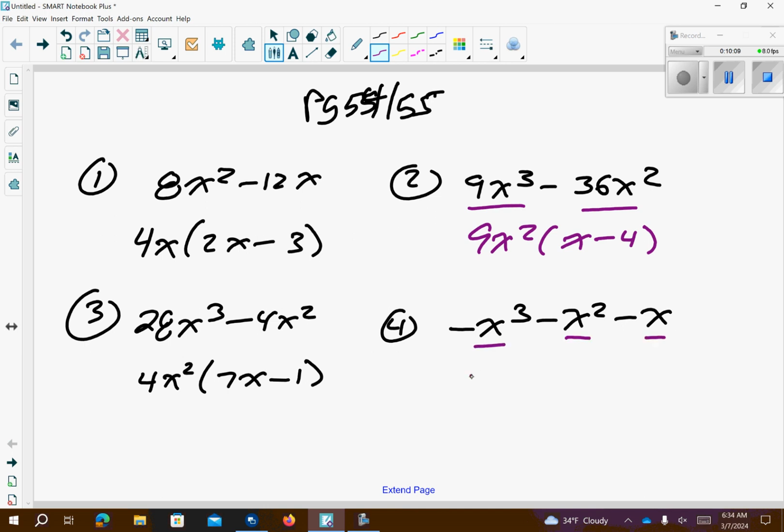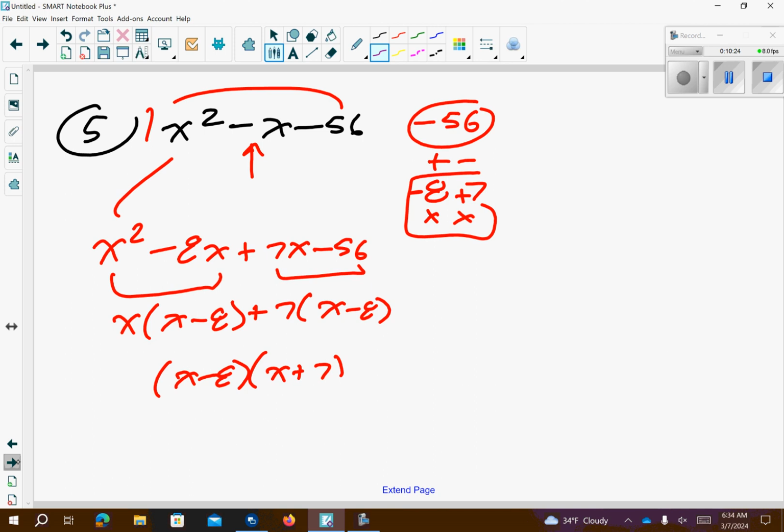For these, they all have an x in common. So then I have a negative x squared minus x minus 1. Some people might actually have a negative that they factored out. So all these signs would change. That's as far as you can go there.